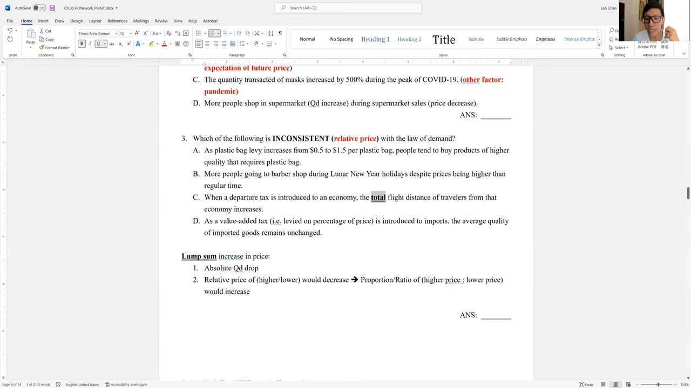好，D, as a value added tax. 嗱，見唔見啊？Levied on a percentage of price，即係呢個唔係 lump sum 啊。OK, as a percentage, the relative price would remain unchanged. Therefore, average quality would also remain unchanged. 因为佢 relative price 唔变啊。Because the relative price didn't change, therefore the relative quantity demanded also doesn't change. As the relative quantity demanded or the ratio doesn't change, the average quality also does not change.